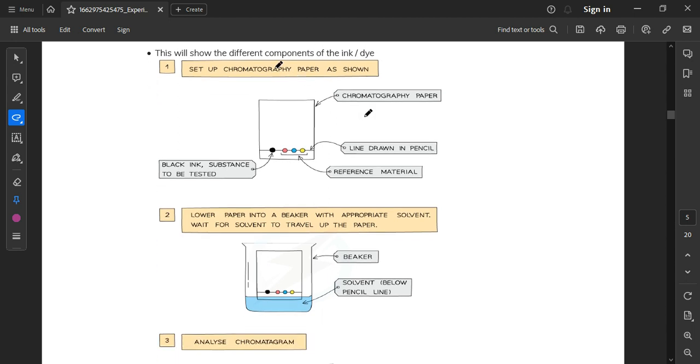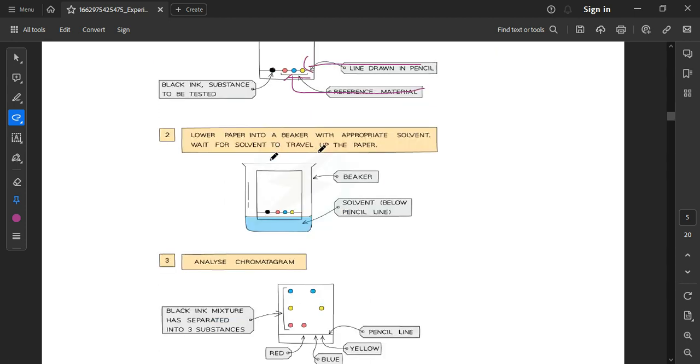First, the set of the chromatography paper is shown. This is the chromatography paper: the black ink, the substance to be tested, reference material, and the line drawn in pencil. Then you lower the paper into a beaker with appropriate solvent. Wait for the solvent to travel up the paper.